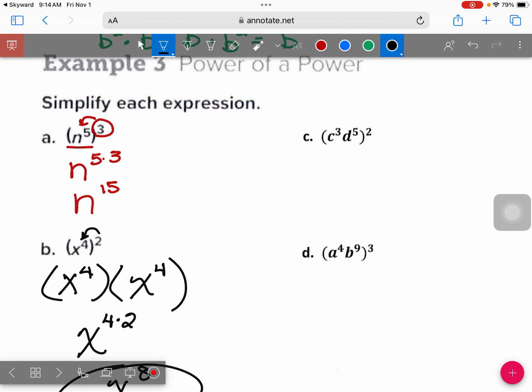Let's see if you can do letter C on your own. C to the 3rd, D to the 5th. That monomial is raised to the 2nd power. So if I simplify that, go ahead, do that problem on your own. What would you get?